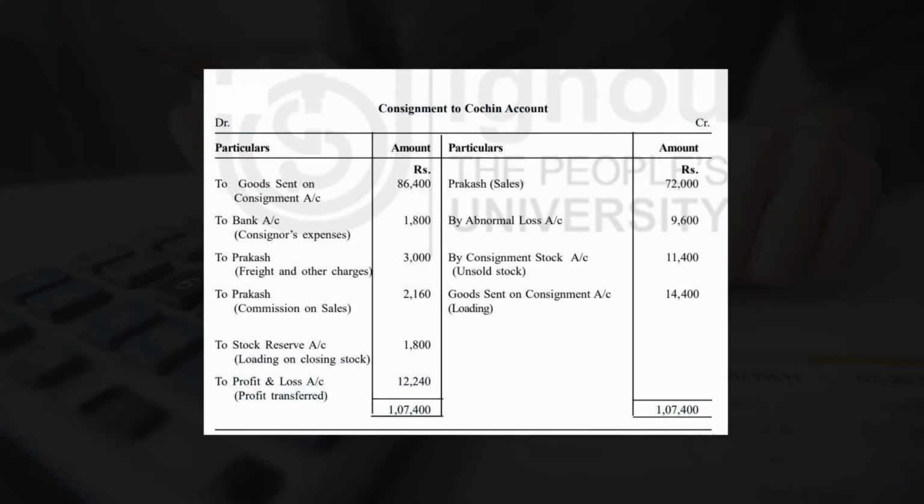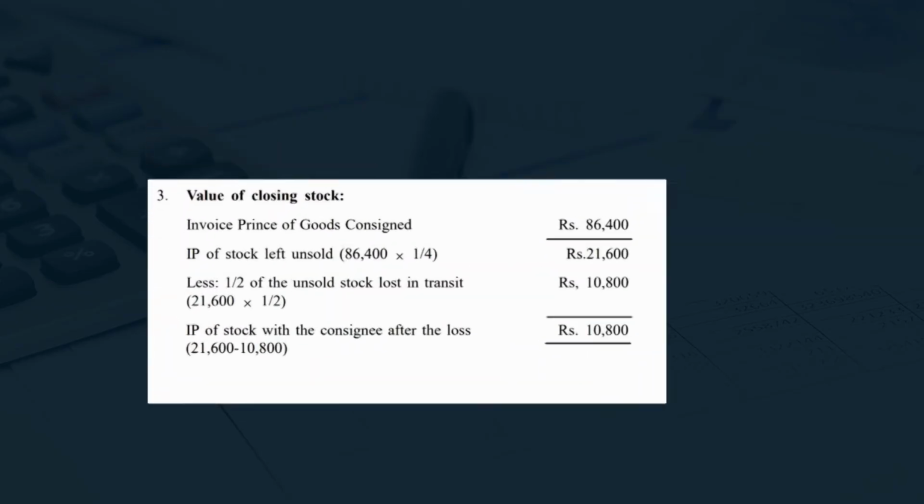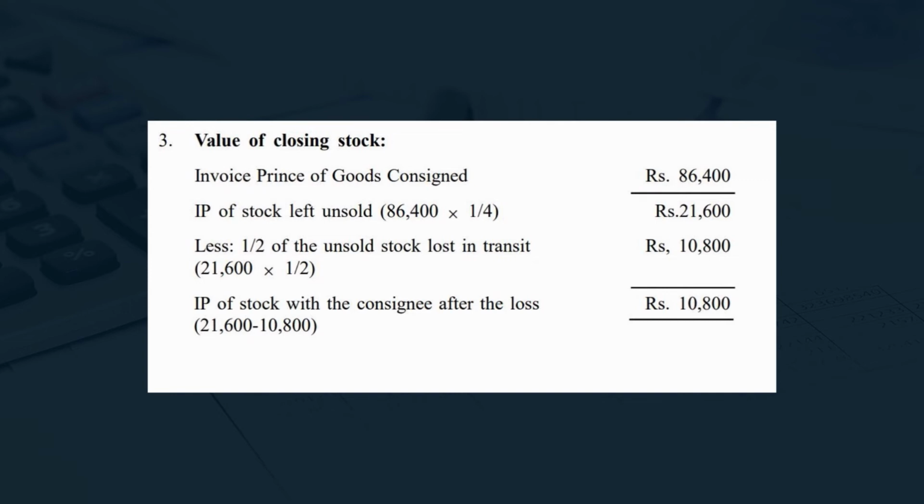By abnormal loss, this we will calculate. This valuation of unsold stock we will calculate. Goods sent on consignment. The cost of the goods was 72,000 given in the question, and the goods were invoiced at 86,400. So the difference between 86,400 and 72,000 is 14,400. So we will calculate this figure and this figure. Yes, this we have calculated. Valuation of closing stock. Invoice price of goods consigned, 86,400, we have already calculated. Invoice price of stock left unsold.